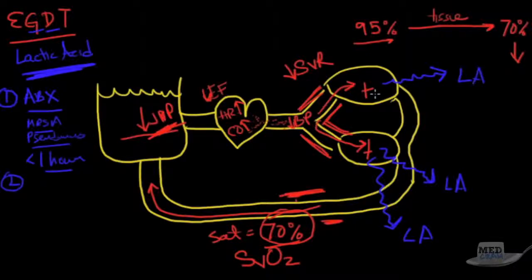Number two, what would be the first thing we need to do here? Well, the first thing I see here is that we've got a low JVP. So what we do is we put something called the central line in. The central line is simply a catheter that we put into someone's large vein, either in the neck, the shoulder, or the groin.